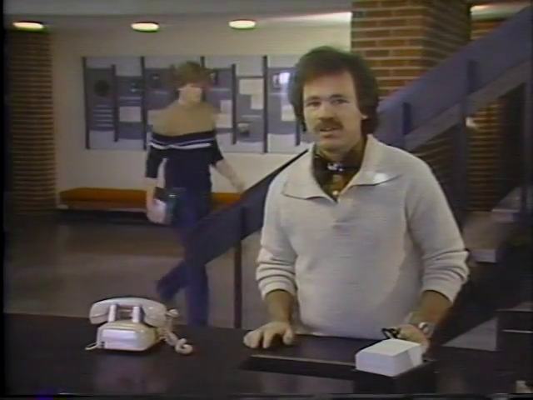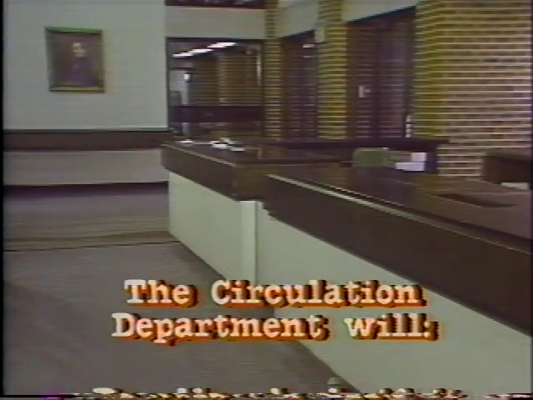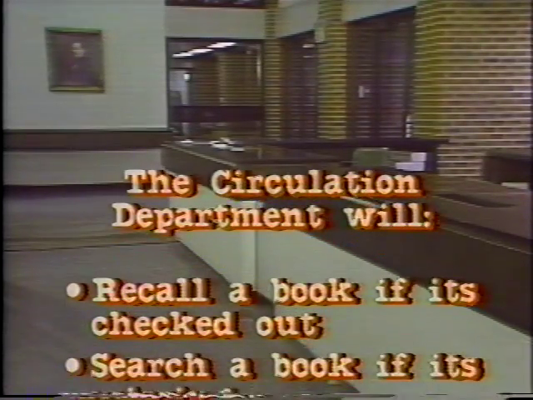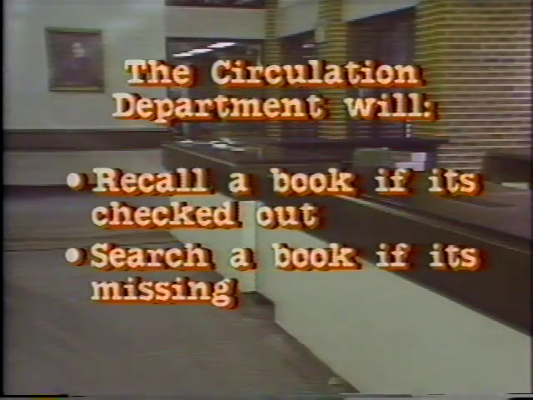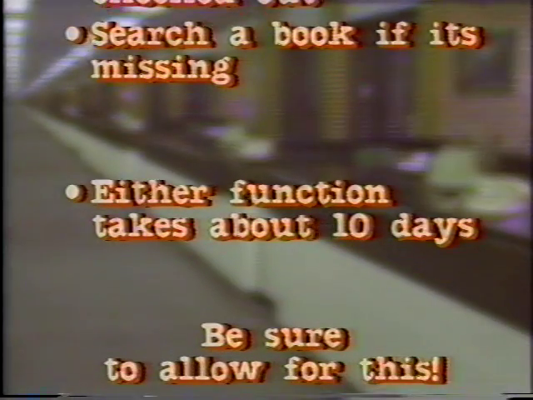Let's suppose a book you're after isn't on the shelf where it's supposed to be. Use this beige phone. It will put you in touch with the circulation department. They'll tell you if the book's checked out. If it is, they'll recall it for you. If the book is simply missing, they'll initiate a search. Now, recalling a book or initiating a search will usually take 7 to 10 days, so be sure to give yourself plenty of lead time.